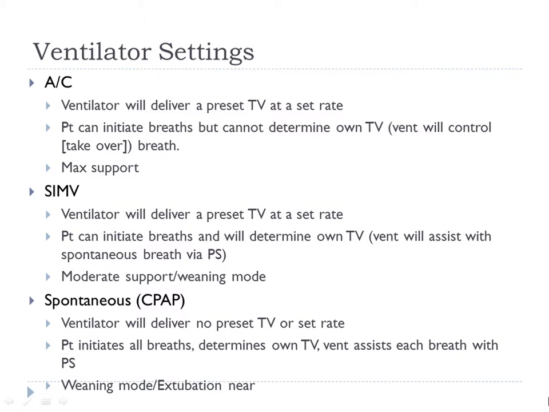Again, like all of these, the patient can always initiate a breath on their own. But with SIMV, when the patient initiates that breath, it's a spontaneous breath. They can determine their own tidal volume. So for that 13th breath, they can take 200 if they want to. But with the assist control, if they want to take that 13th breath, it's going to make them take 500. Does that make sense? Do you see how this SIMV is a combination?